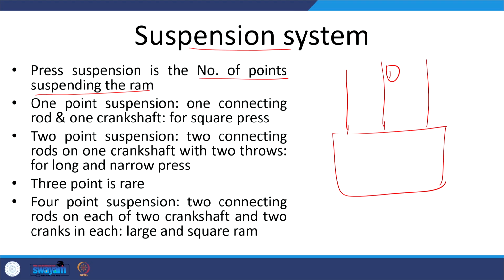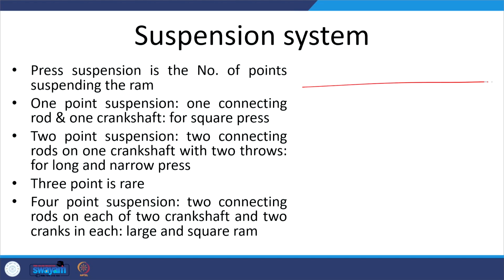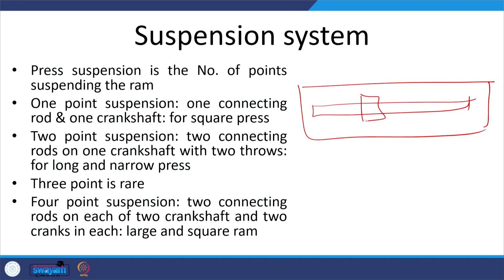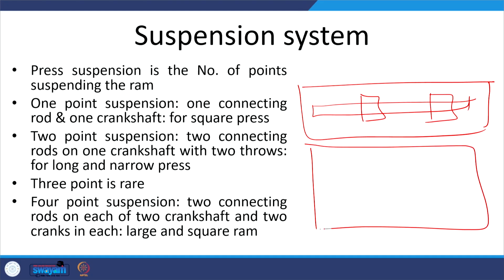A 1 point suspension system has one connecting rod and one crankshaft for square presses. A 2 point suspension system uses 2 connecting rods and one crankshaft with two throws or 2 cranks. This is particularly good for longer presses but of narrow width. So, say this is the crankshaft, one suspension is here, another suspension is here, that is for the 2. The 4 suspension system is used for very long bed, longer and wider presses.